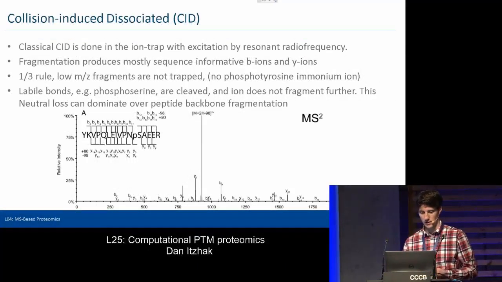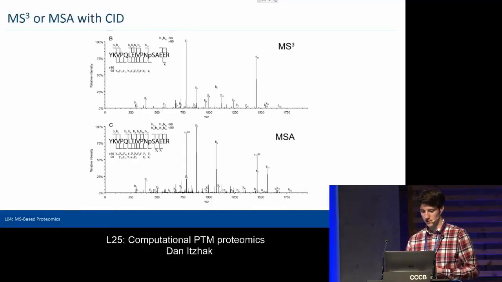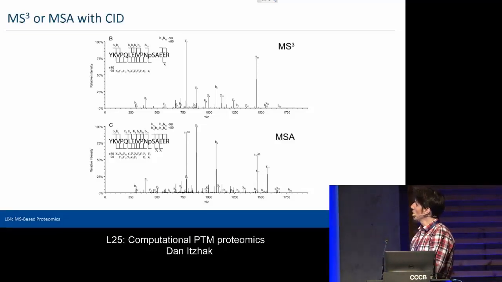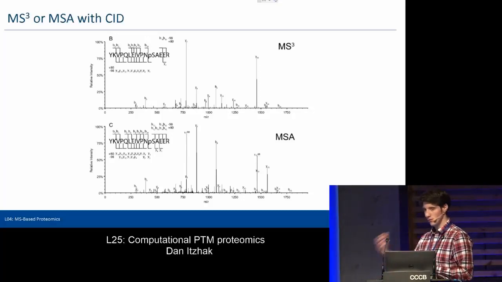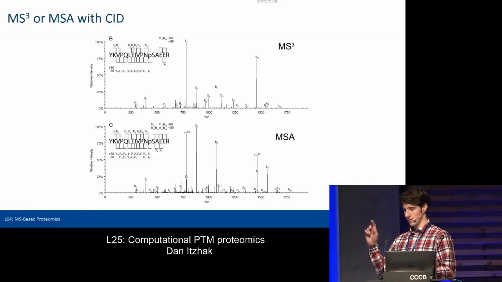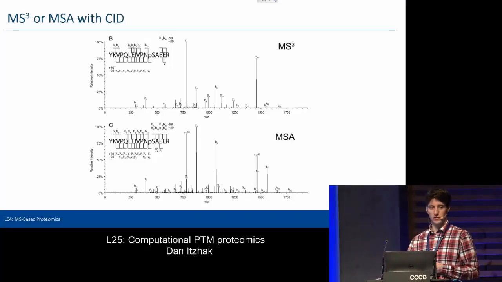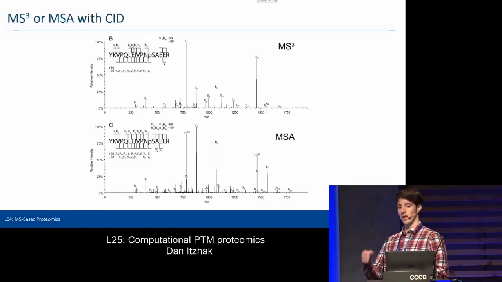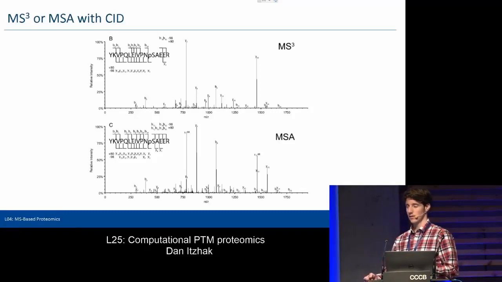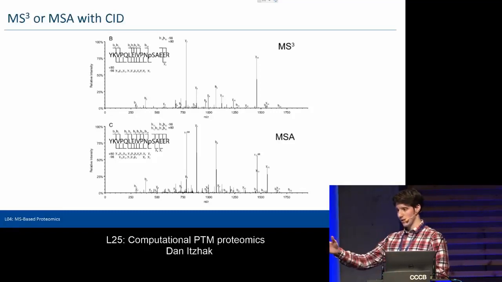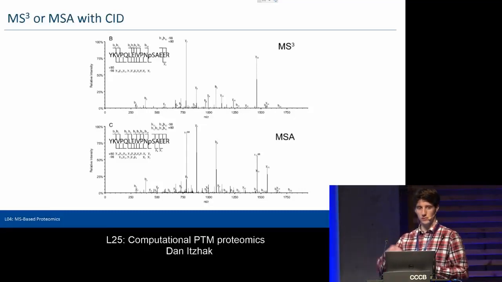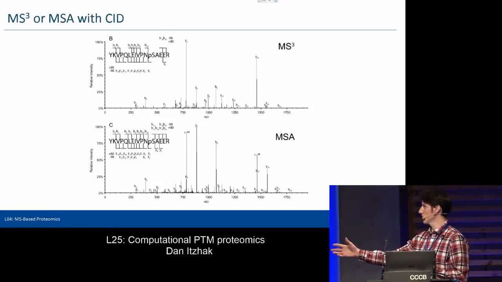So there are a couple of strategies to overcome that. One of which is an MS3 method, which is done in the ion trap again. So what you do with this MS3 approach is to fragment the peptide to observe this neutral loss peak and fragment that neutral loss peak again. Right? So you read out the MS2 spectra, you see the neutral loss peak, and then you fragment again, and then now you see the peptide sequence. So that's what this MS3 spectra is.